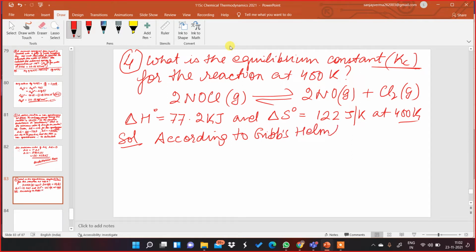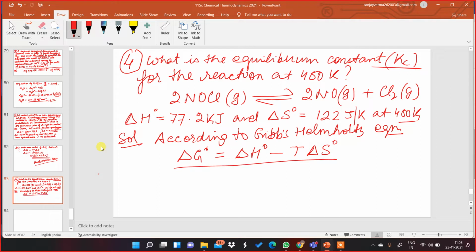So according to the Gibbs-Helmholtz equation, we have delta G naught is equal to delta H naught minus T delta S naught. Okay, this is the Gibbs-Helmholtz equation. Now putting the values, delta H value is given 77.2. We'll use it in kilojoules only. 77.2. Okay, minus temperature is 400, and convert this 122 joules into kilojoules.